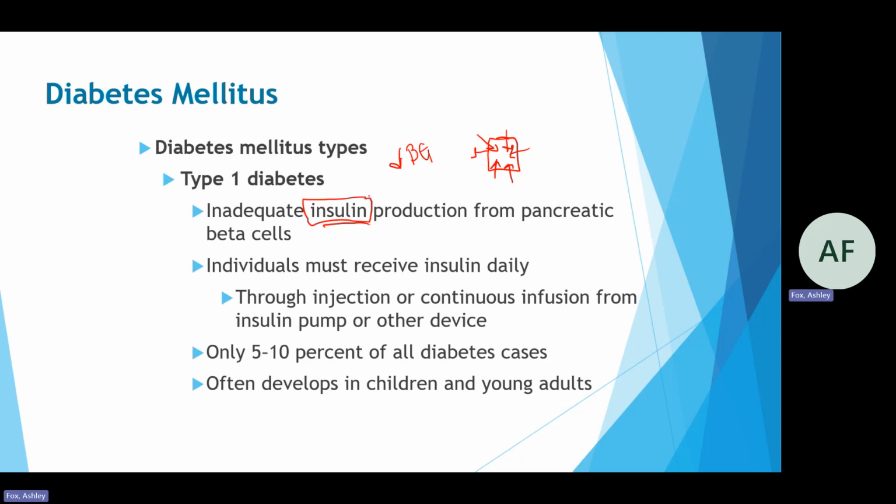Because you're not making insulin, you have to give yourself insulin. So we have insulin medication. It can either be injections, but more often it's going to be an insulin pump or a device that's always monitoring. So it's a continuous infusion of insulin, and it can change based on eating. So you get to the point where you're controlling your blood glucose through this.